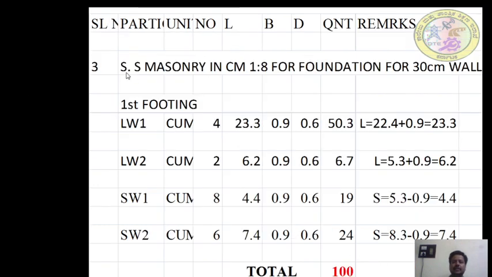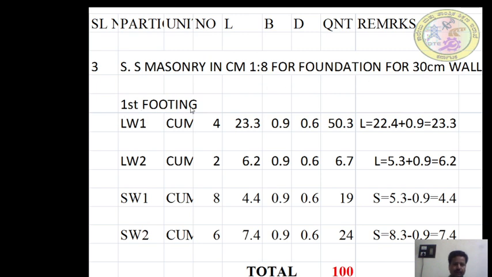Next, the third item is stone masonry in cement mortar 1:8 for the foundation of the 30 centimeter wall. So, stone masonry for the 30 centimeter wall.